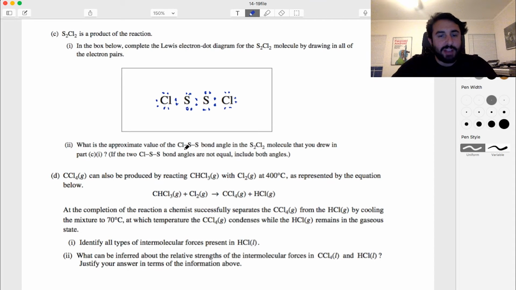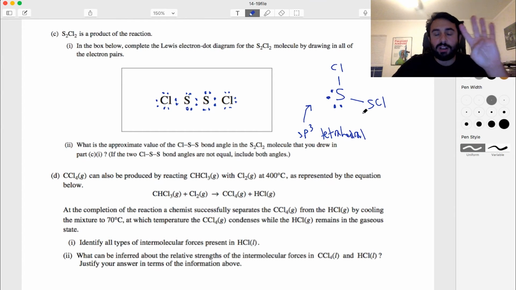Now, what is the approximate value of the Cl-S-S bond angle in the S2Cl2 molecule? So that's right from Cl to S. So now we need to understand the geometry. So we're treating one of these sulfur atoms as a central atom, right? And so we're saying that we've got a Cl up here, and we've got SCl over here, and we've got two lone pairs. So this is tetrahedral, right? This is sp3 hybridized and tetrahedral electron domain geometry because it has 4 electron domains.